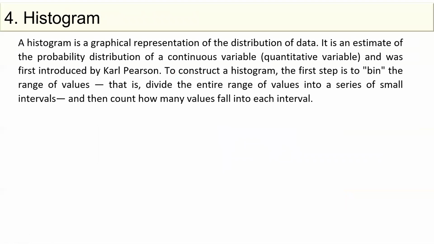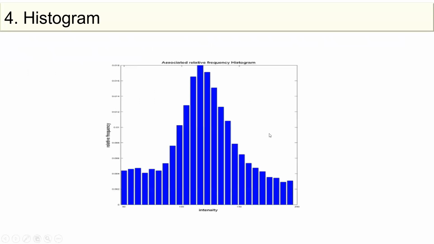Histogram. A histogram is a graphical representation of the distribution of data. It is an estimate of the probability distribution of a continuous variable, that is, a quantitative variable, and was first introduced by Karl Pearson. To construct a histogram, the first step is to bin the range of values, that is, divide the entire range of values into a series of small intervals, and then count how many values fall into each interval. This is a histogram.